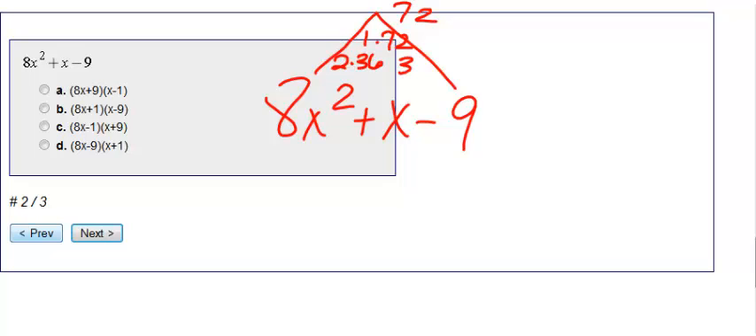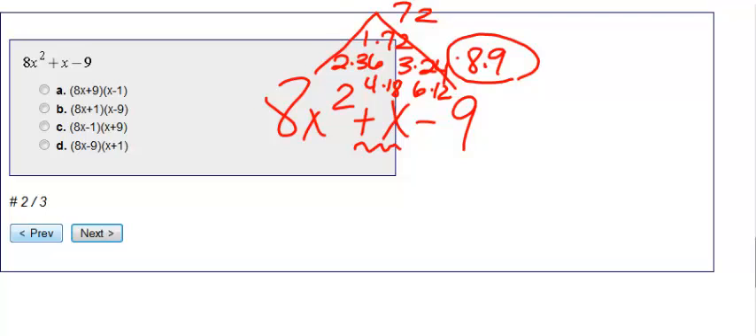I have 3 times 24. I have 4 times 18. No 5. 6 times 12. No 7. 8 times 9. Okay, so there's all my factors. My goal is to get a positive 1. The only way out of all those options to get a positive 1 is an 8 and a 9. I need to make sure that 8 is negative to get a positive 1.